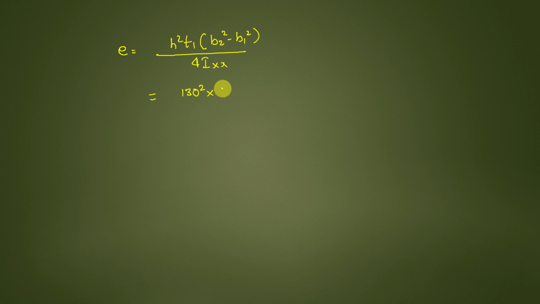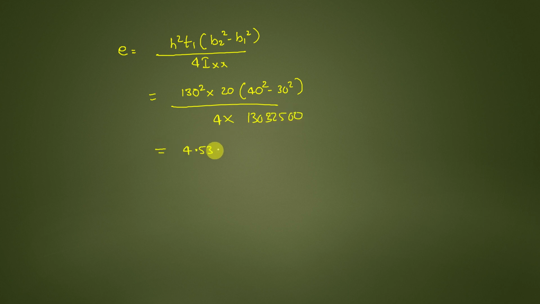Now you can find out the position of shear center. What is the formula for the position of shear center for an equal I section? It will be h square into t1 multiplied by b2 square minus b1 square by 4 Ixx. Let me substitute all the values here. H square, as I remember, we have 130 square into thickness of flange, 20 mm, multiplied by b2 square, 40 mm square, minus 30 square by 4 into Ixx, that will be 130,32500. If you do that, you will get 4.538 mm.